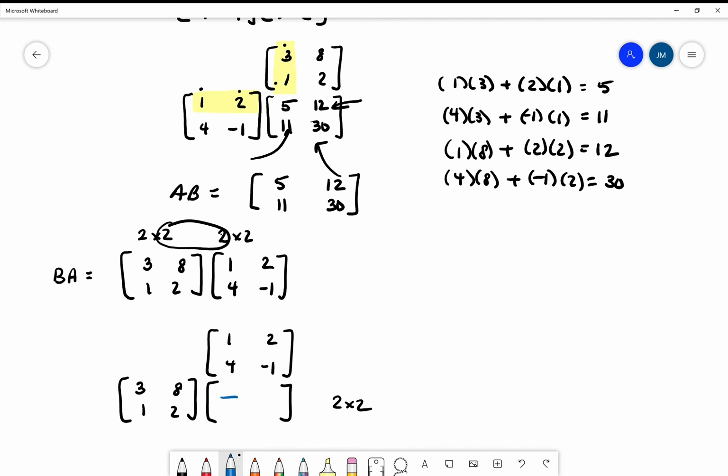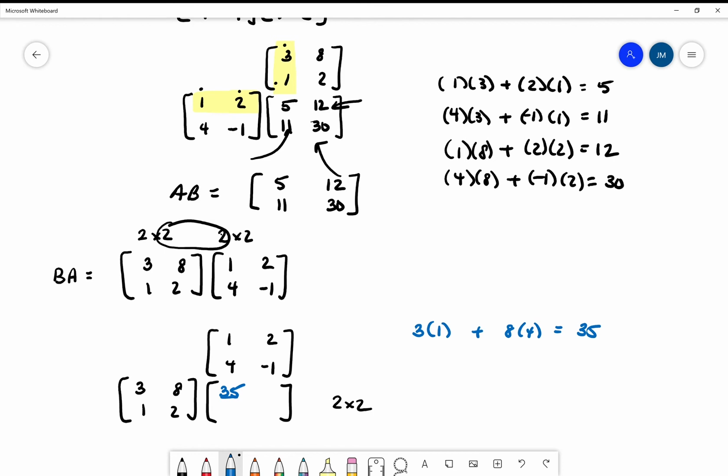So for this answer right here, we're going to multiply the 3 and the 8 by the 1 and the 4. And that looks like 35. And right away you can tell we got a different upper row 1 column 1 entry. We got 35 instead of 5, so that tells us that the matrices are not the same.